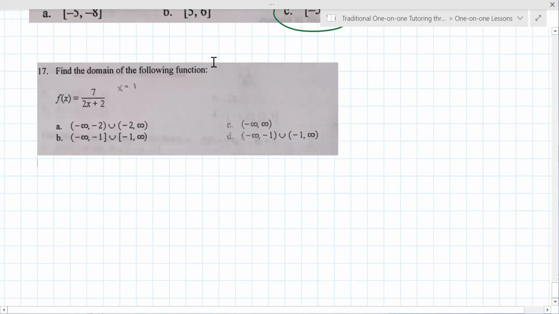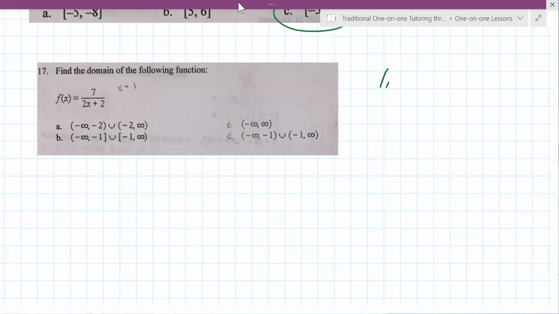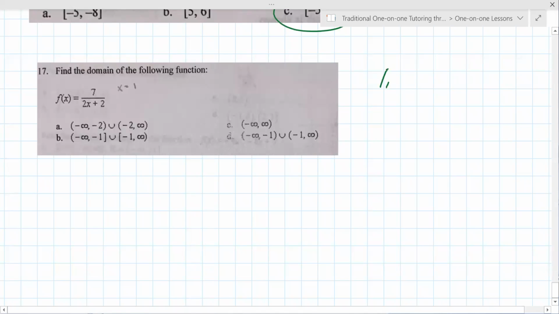Okay, find the domain of the following function. There's really only 2 things in math that you can't do, and one of them is divide by 0. You never want to divide by 0. So that's the first thing you're looking for.